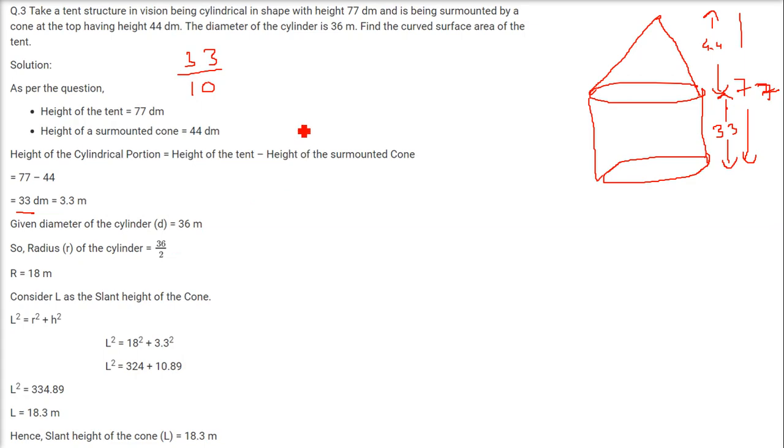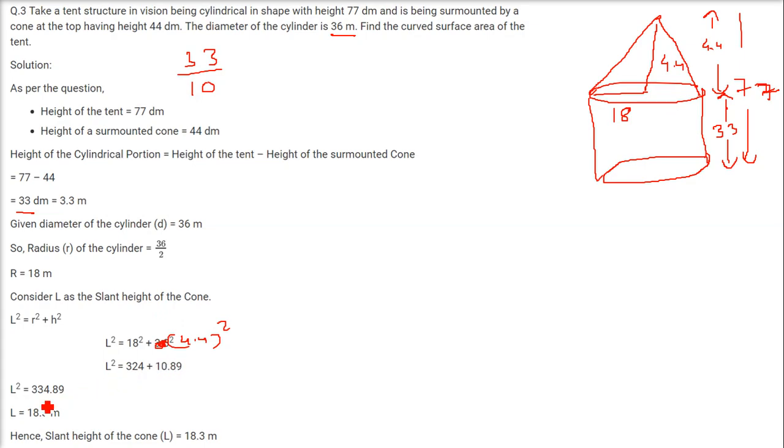Now, coming to the diameter of the cylinder, which is D, which is given here. The diameter of the cylinder is given, so the radius will be 36 by 2 and it will be 18. So it will be 36 by 2, that is 18. And what is the slant height of the cone? Because it is 18 and this is 4.4. Okay, this is 4.4 because this was the height of the cylindrical portion, so height of the cone. Okay, we have to find out. So this will be not 3.3 whole square, but it will be 4.4 whole square.